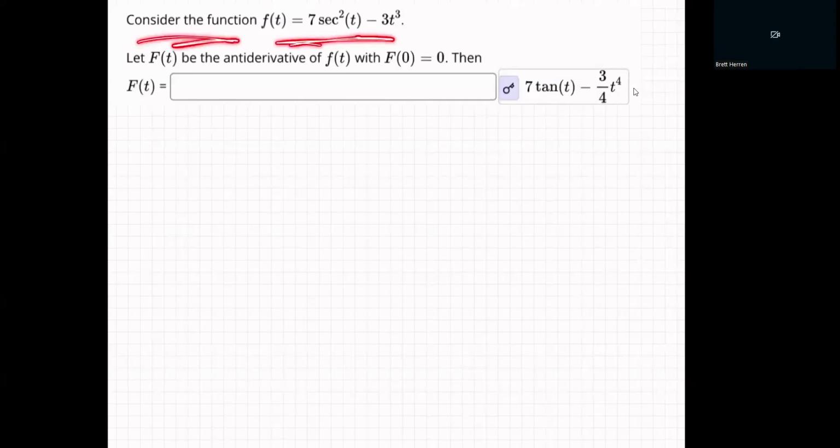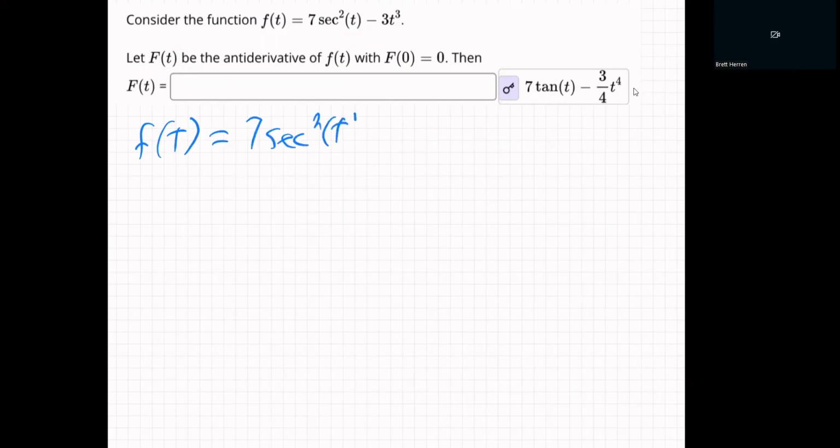Consider the function. They give us a function there. Let capital F be the antiderivative of little f with capital F of 0 equals 0. So we get little f of t equal to 7 secant squared t minus 3t cubed. Okay, so we have to do the antiderivative. Well, how do we do that?